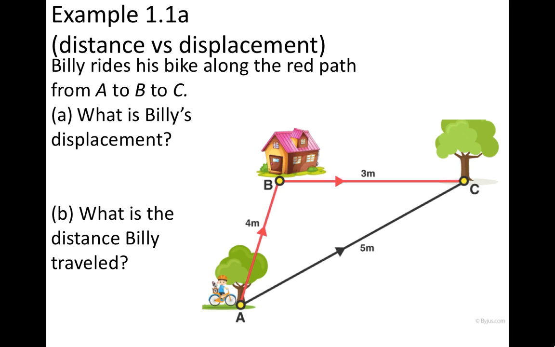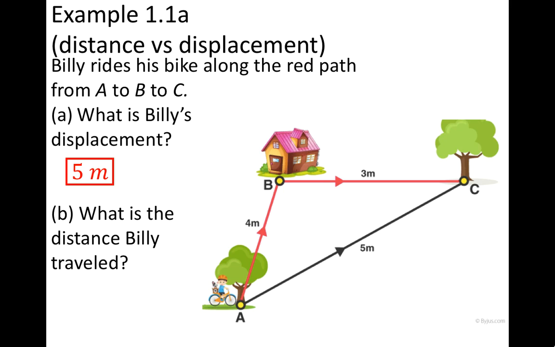And because displacement is defined as a change in position, we can represent displacement with an arrow that is drawn from Billy's initial position A to Billy's final position C, which you can see in the picture has a length of 5 meters. Part B asks, what is the distance that Billy traveled?